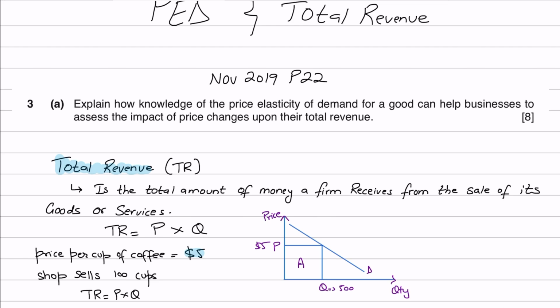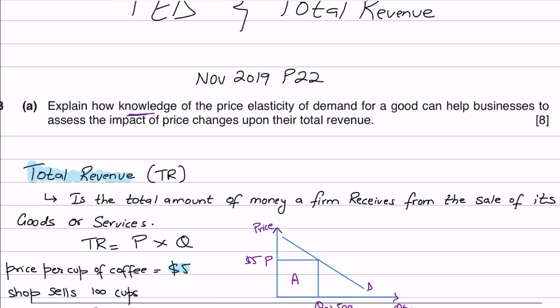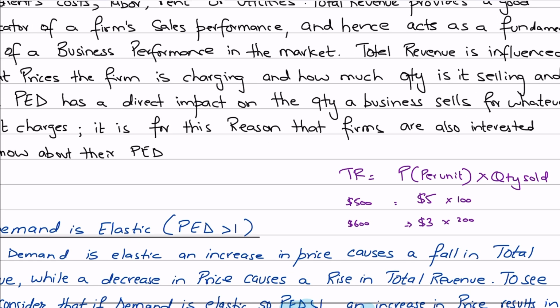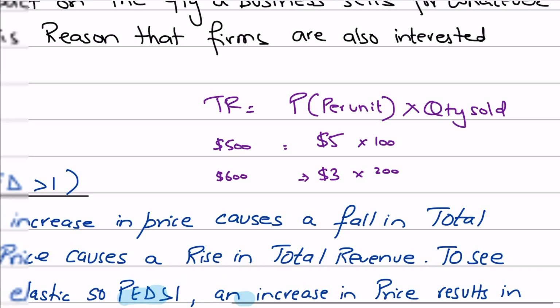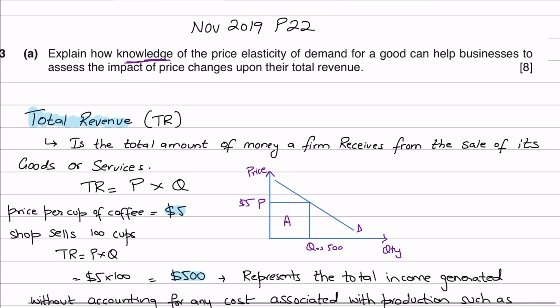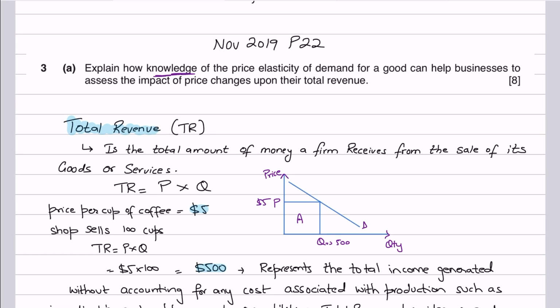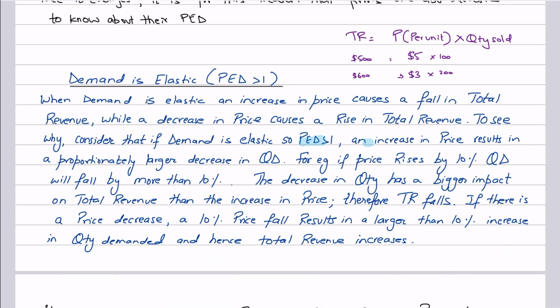And the question is asking us how can this knowledge help. See, I am a coffee shop owner, and I knew that this would happen. I knew that if I decrease the price, my revenues would go up. And the reason I knew was that my demand is elastic, so decreasing the price went in my favor. And that is what the question is asking: explain how the knowledge of the PED for a good can help businesses assess the impact. I had assessed that day that if I decrease my price the next day, my sales would go up, and so would my total revenues. That is exactly what the question is asking us.